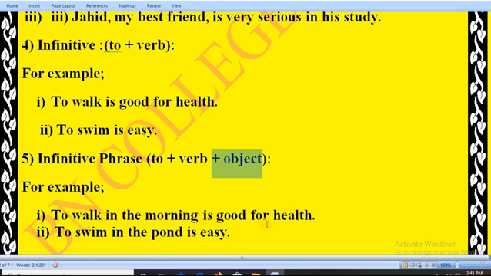To work in the morning is good for health. Here, to work is an infinitive. When I say to work in the morning is good for health, here to work in the morning is an infinitive phrase. To swim is easy. When I say to swim in the pond is easy, here to swim in the pond is an infinitive phrase. Only to swim is an infinitive, and to swim in the pond is an infinitive phrase.